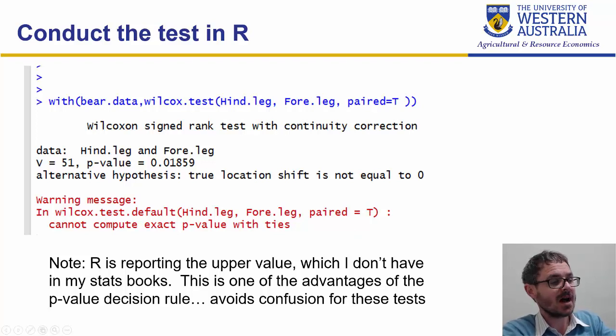So what's our summary for us? Well, we just look at the p-value, we see that it's less than 0.05, we conclude that we reject the null, that the 2 distributions are the same. Okay, so forelegs and hind legs are not the same length.